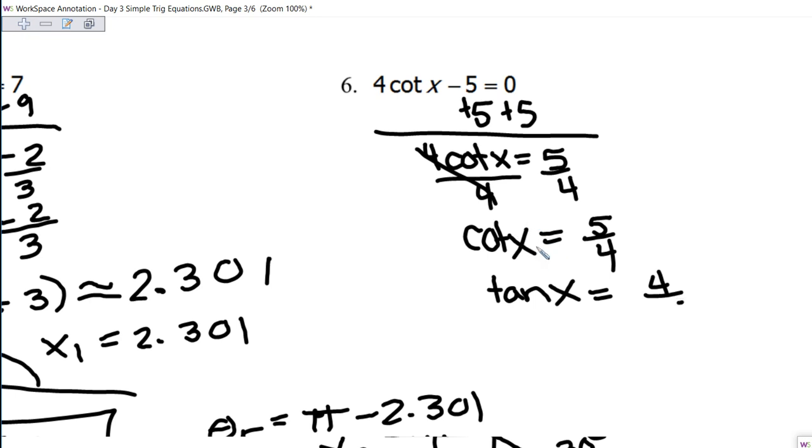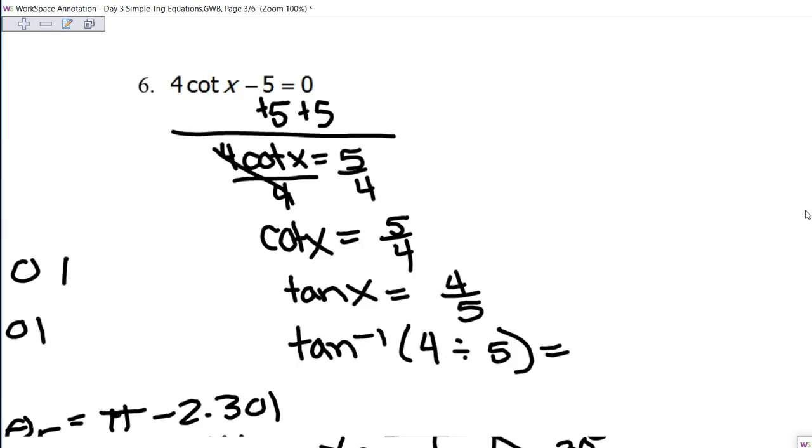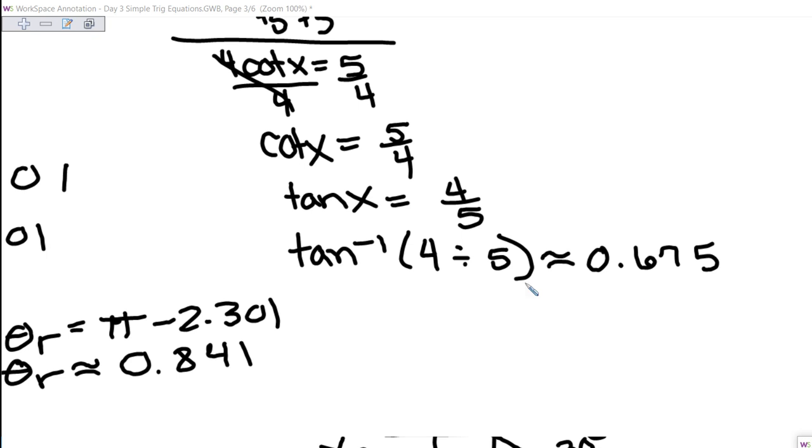And that's an arctan value, so make sure you do second tangent. And round to 3 decimal places, and what do you get? 0.675. Okay, so now we have to figure out what the 0.675 means. Where is it? Well, first of all, tangent is positive in which quadrants? 1 and 3. Well, 0.675, where would that fall? Quadrant 1. So that's x1.